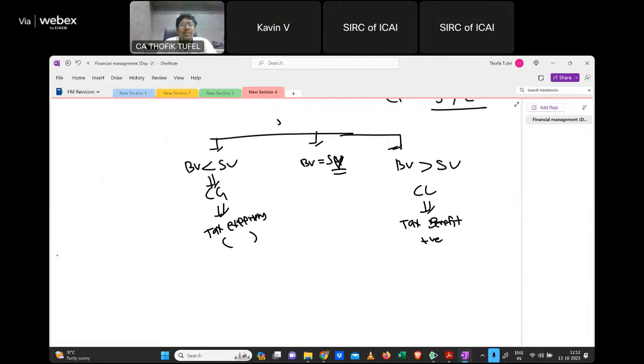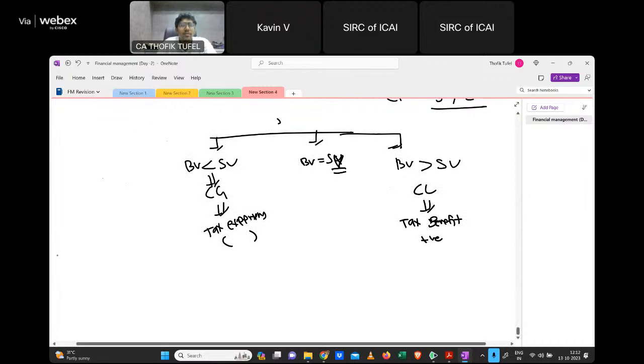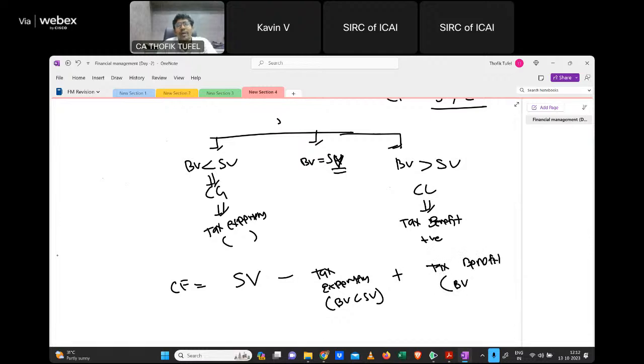So to find out the terminal cash inflow, cash flow is equal to salvage value minus tax expenses if book value is less than salvage value, plus tax benefit if book value is more than salvage value. If it is equal, directly salvage value is equal to cash value.